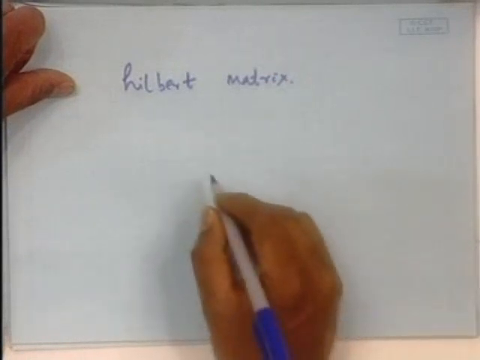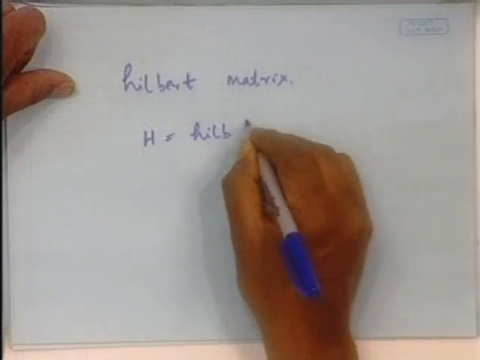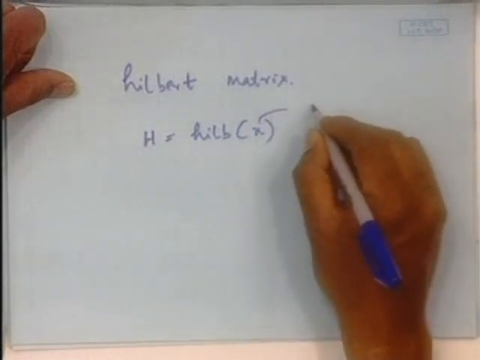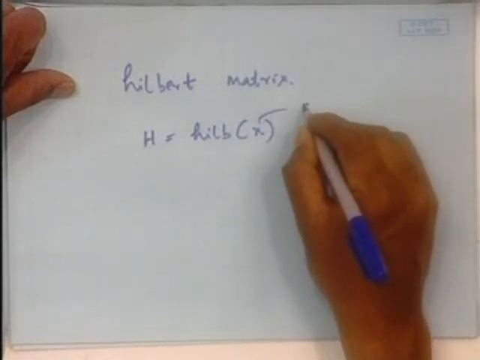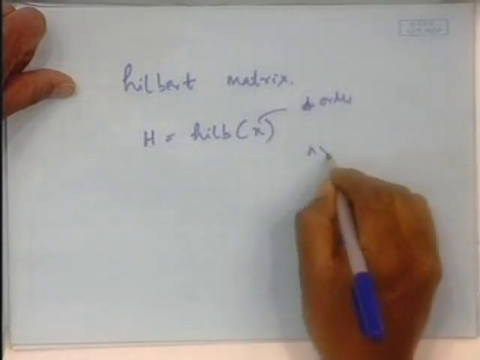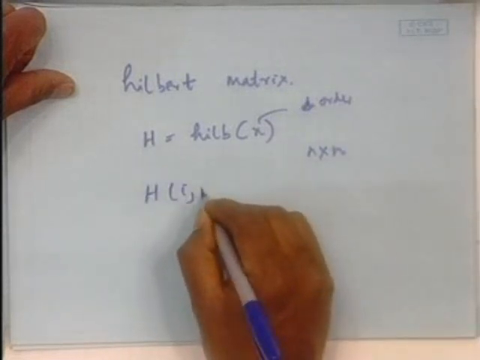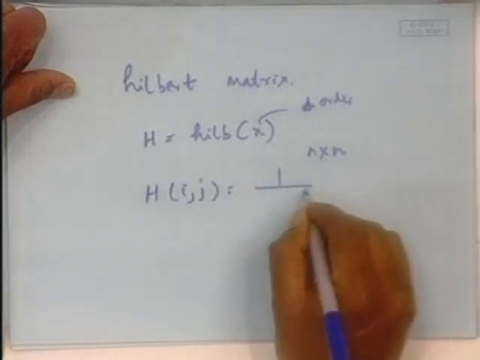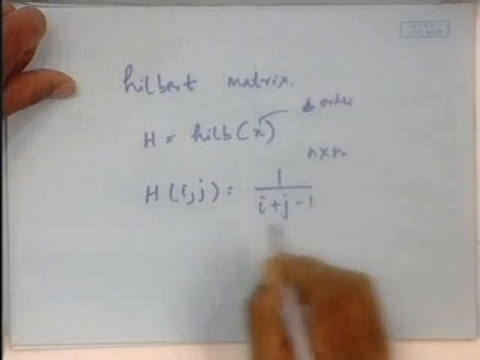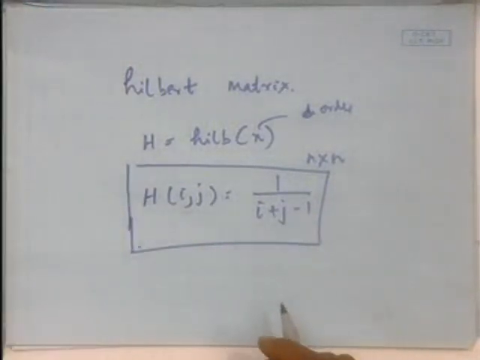So, this is a typical matrix. Suppose you write H is equal to hilb(n). So, n is the dimension, or you can say the order. It will generate an n cross n matrix whose ijth entry is given by this formula. So, this is the ijth element.